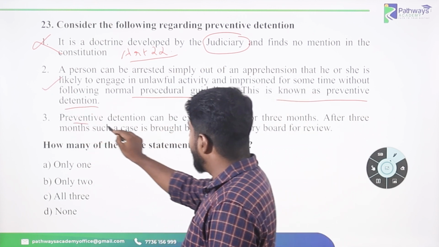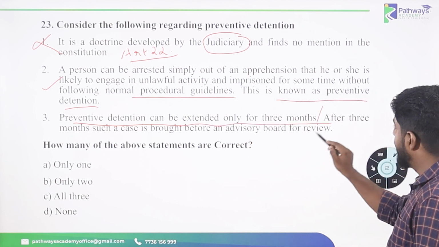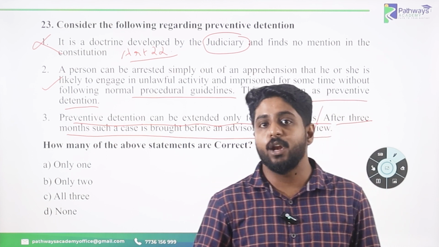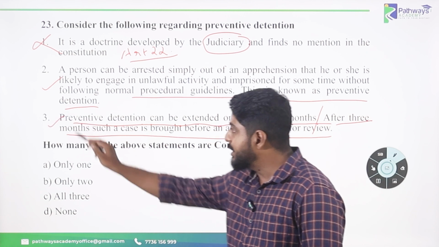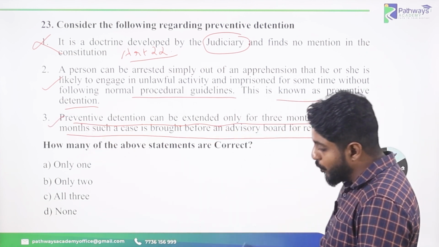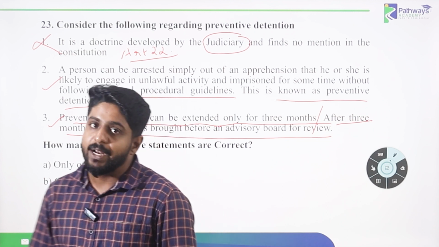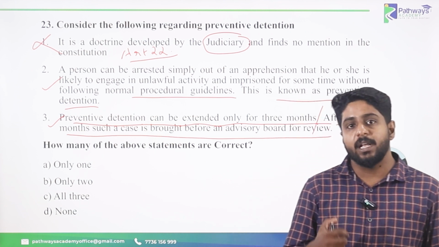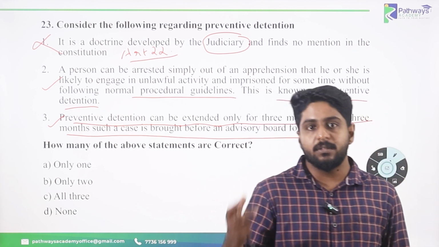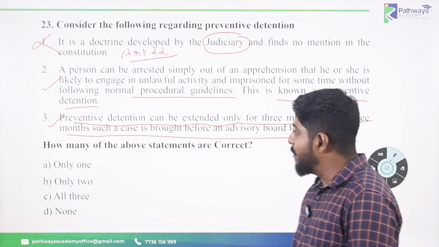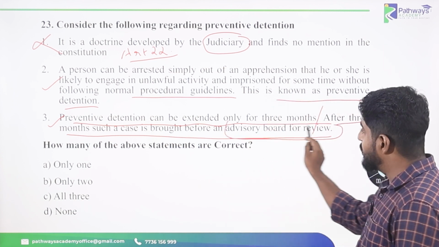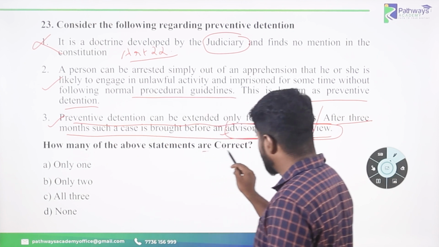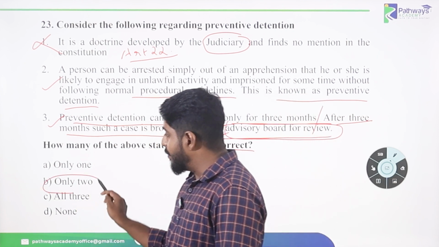Right statement. Preventive detention can be extended only for 3 months. After 3 months, if you need to extend preventive detention, you will have to get the opinion of the advisory board. Fine. So this statement is also right. So usually preventive detention gets extended only up to 3 months. If you need to extend it beyond 3 months, there are certain conditions, and one of the conditions is that it needs to be put into consideration of the advisory board. So two statements are correct, and you are supposed to choose the correct option.